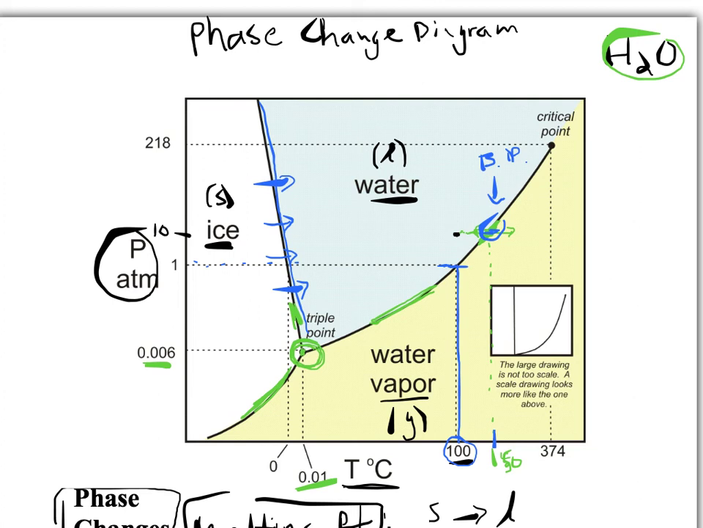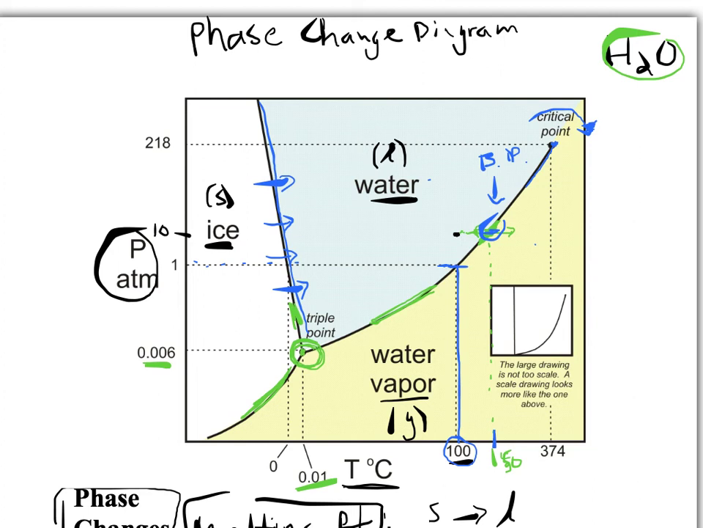Another cool side note that we don't need to be too concerned with, but this is called the critical point up here. Notice this line doesn't continue on forever. So actually above this point, we don't have water or a gas. We have something that's called a supercritical fluid. And we don't need to be concerned with that, but if you want to talk to me more about it or we look up a little more, we can discuss later.